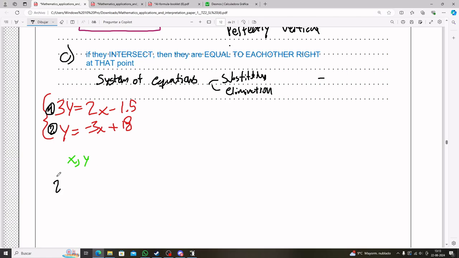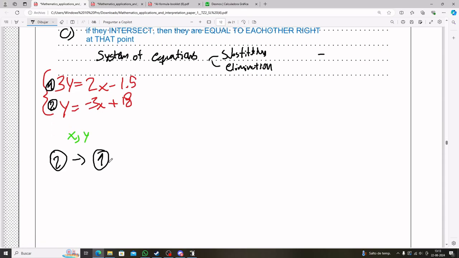For example, equation 2 is already written as y equals something with an x inside of it, right? So if you take equation 2 and you plug it into equation 1, see what happens. Now you're telling me that y equals this, and you're going to be applying that for the first equation. So if you plug in the value of y into the first equation, you end up with 3 times my new value for y, which is negative 3x plus 18 equals 2x minus 1.5.